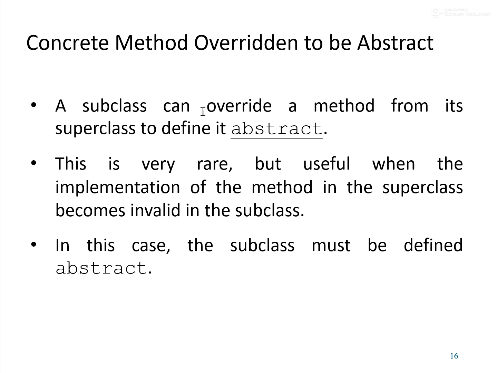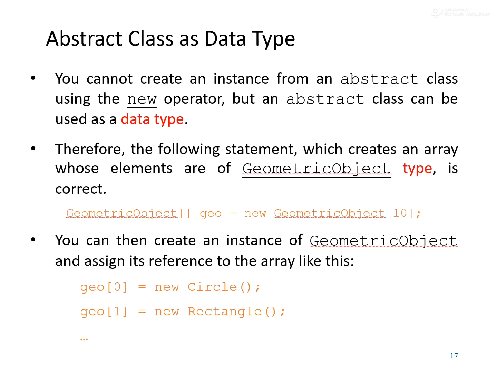Another thing, a subclass can override a method from its superclass and define it abstract. That's okay. So a method that is concrete in the superclass can be made abstract in the subclass. It's very rare, but it is possible. You can do it. It is allowed.